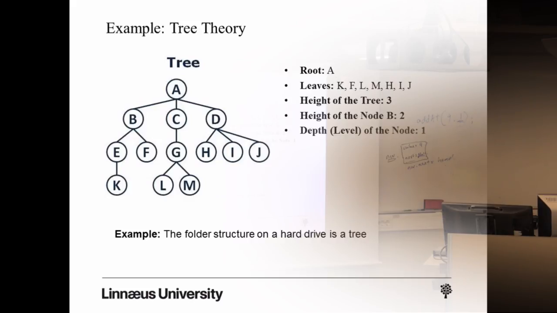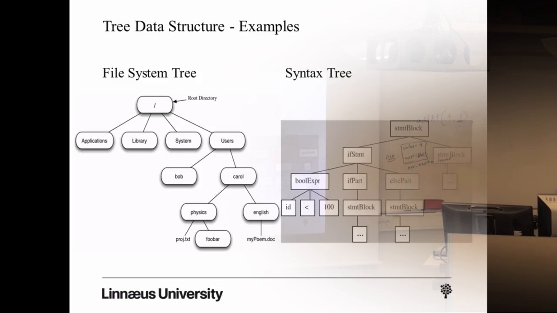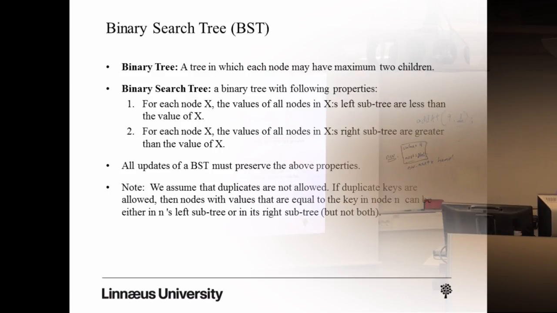A binary tree cannot have more than 2 children. In a binary tree, none of the nodes can have more than 2 children. So if we look at this tree, is it a binary tree or not? Why? D has 3 children. So it means that this is a tree, but not a binary tree. The restriction in a binary tree is that none of the nodes can have more than 2 children.